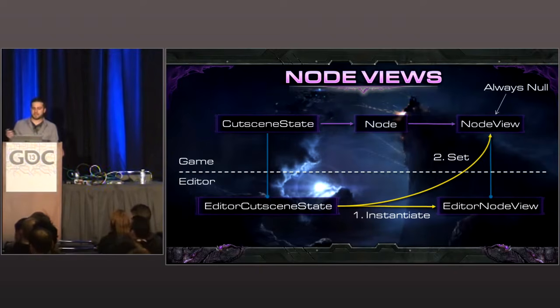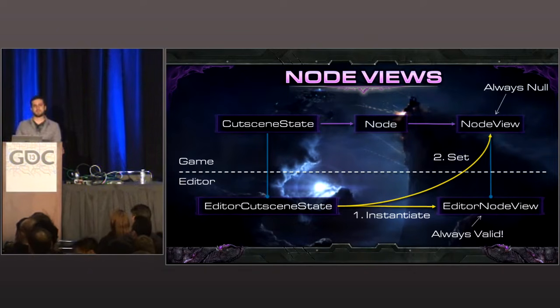But the cool thing about that is that on the editor side of the fence, we can always assume that the editor node view is valid. So when the timeline control wants to draw, it can get the list of nodes. And for each node, it can say, give me your node view, cast it to an editor node view, and then pass the draw context into that editor node view, and it can fill out how to actually represent itself in the timeline image.